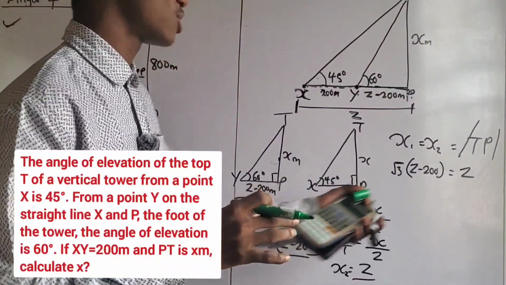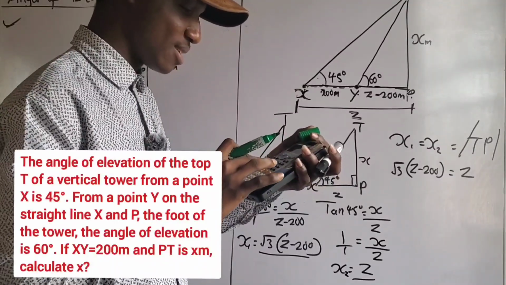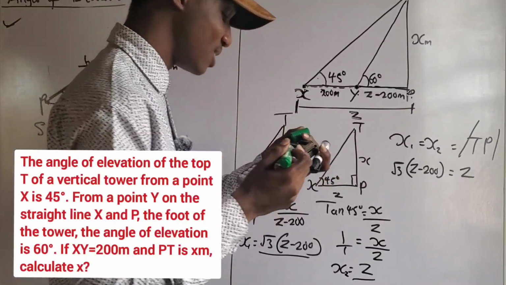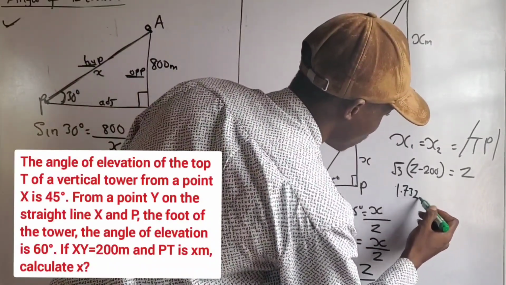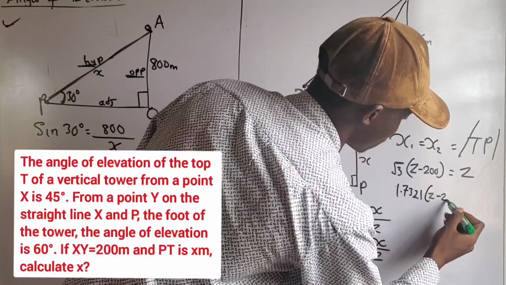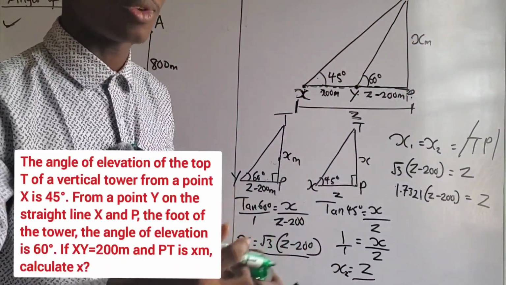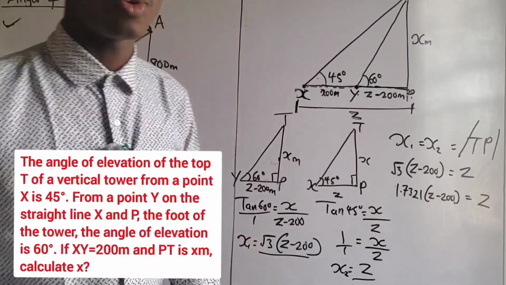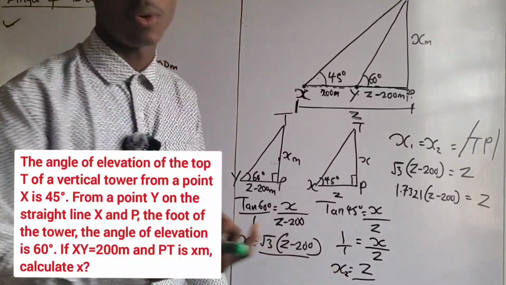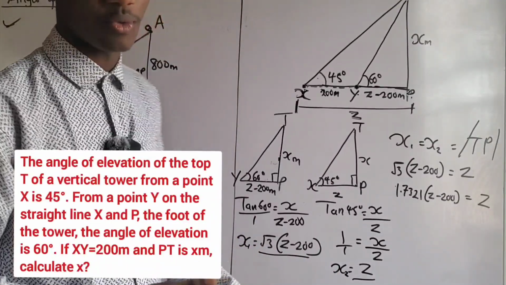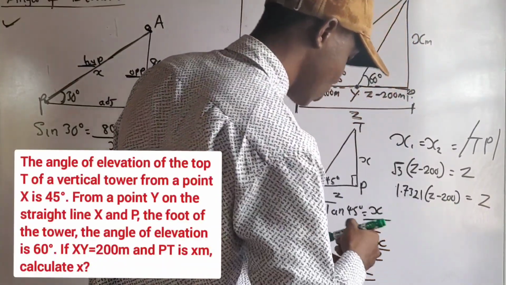So now let us change this to decimal. Root 3 is equals to 1.7321. So 1.7321 multiplied by Z minus 200 is equals to Z. Now, the goal is to calculate the value of Z. If you know the value of Z, you can easily substitute it into any of these to get the value of X. So that's what I want to do. So 1.7321 multiplied by Z, that is what?